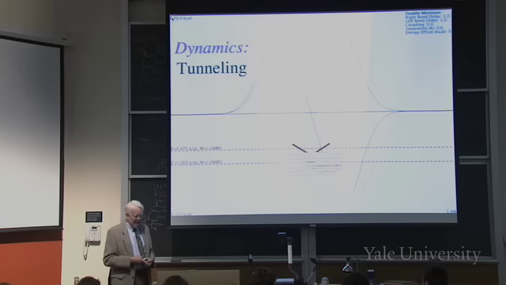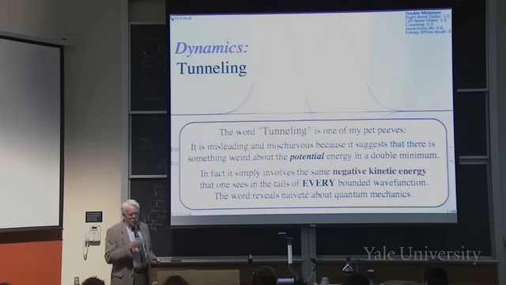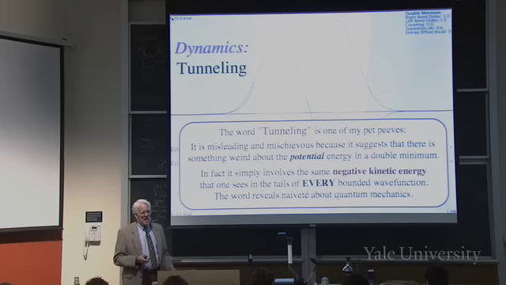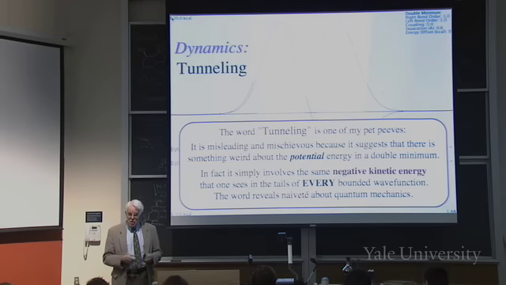But the word tunneling, I hate. It's one of my pet peeves. It's misleading and mischievous because it suggests there's something weird about the potential energy, right? That you can tunnel through and have a potential energy lower than you would have guessed from the potential energy curve. But that's not right. What happens is, when it's in the middle, you have negative kinetic energy. You have the potential energy that the curve shows, but the kinetic energy is negative.